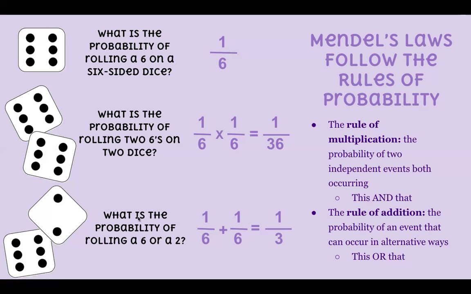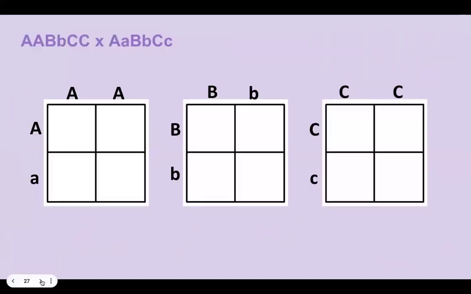Let's think about these two scenarios. This one, I'm really picky. I want this and that. It must be both. That's super picky. That's less likely. In this case, I'm like, yeah, I don't really care, 6 or 2. I'm less picky, so it's more likely. Okay? Now, how does this apply to genetics?